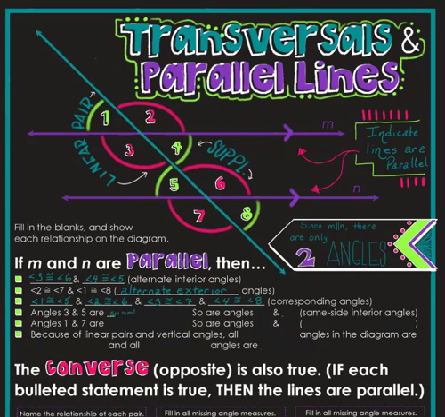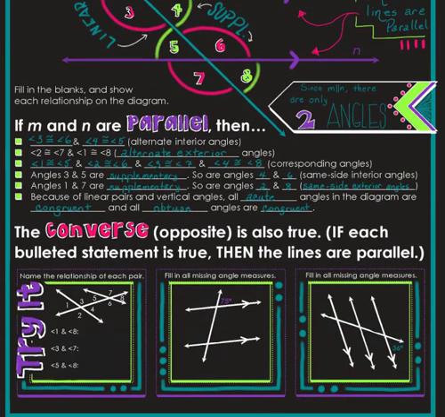Angles 3 and 5 are supplementary, so are angles 4 and 6 because they are same side interior angles. Angles 1 and 7 are supplementary, so are angles 2 and 8 because they are same side exterior angles. Because of linear pairs and vertical angles, all acute angles in the diagram are congruent and all obtuse angles are congruent. Please take a moment to pause the video and attempt these questions.